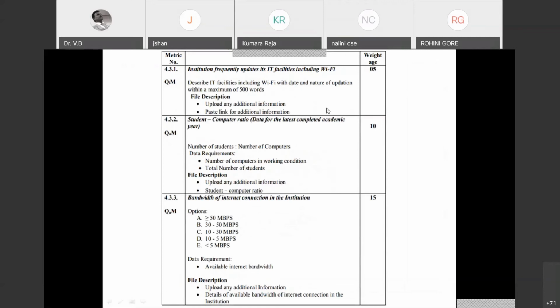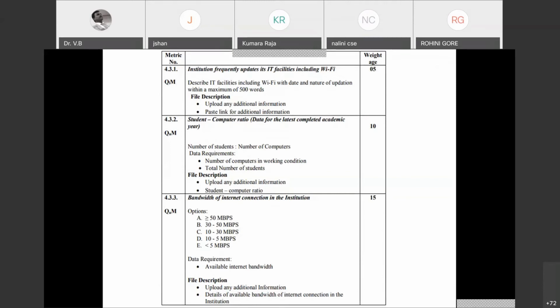Next is the IT facility and how this information technology facility is constantly upgraded by the institution. Here it says whether the campus has Wi-Fi. In case you have Wi-Fi, then the invoice given by the Wi-Fi service provider, the internet service provider, ISP, to the institution must be uploaded.